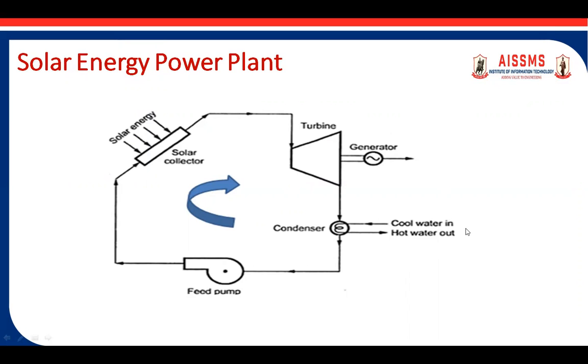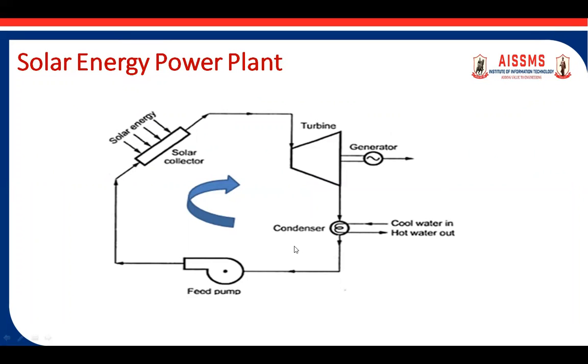In the condenser, we are supplying cool water. After supplying the cool water, the condensation process takes place in the condenser, and the heat is absorbed by the water, and the hot water goes out. Then that condensate is fed again to the solar collector by means of the feed pump.